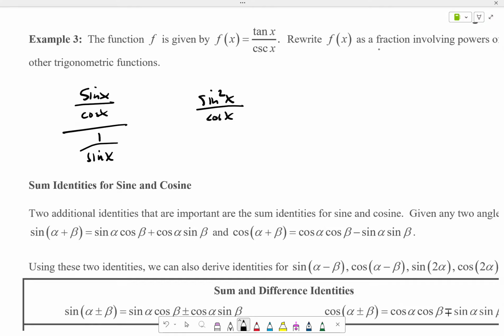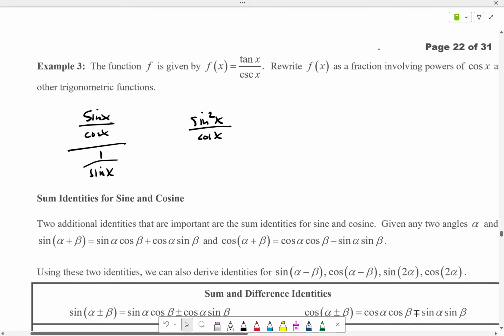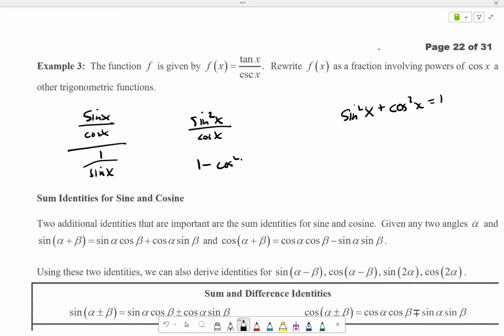Mia had the idea of using sine squared x plus cosine squared x equals 1. Is it true that sine squared x plus cosine squared x is equal to 1? Then sine squared x will be 1 minus cosine squared x. So you can replace that sine squared x with 1 minus cosine squared x over cosine x. That was Mia's idea.